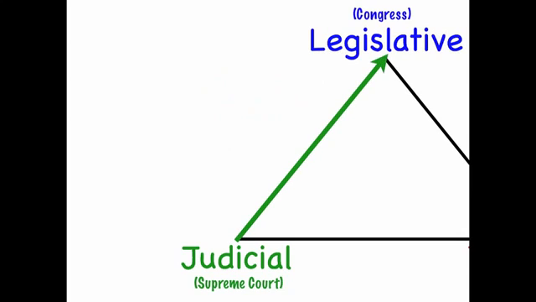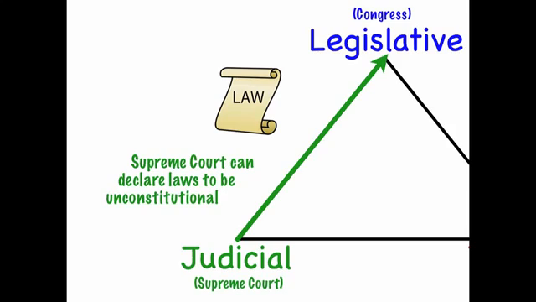The Supreme Court has power over Congress because the Supreme Court can declare laws to be unconstitutional. This means that when Congress creates a law that violates the Constitution, the Supreme Court has the power to take that law away.